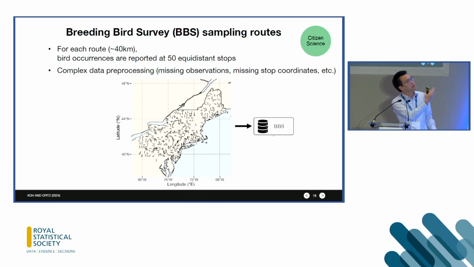And I want to say that this BBS data is also citizen science data. It's very different. There are stricter sampling protocols. However, these are long road networks and at only a fixed period of the year.